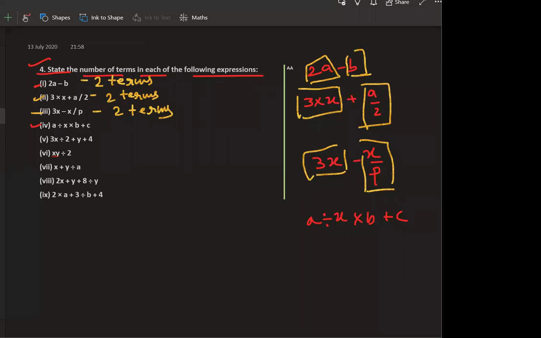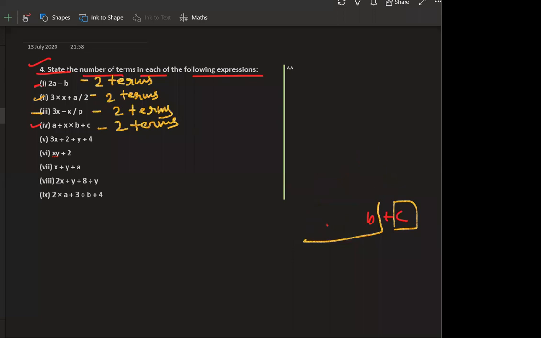Okay. So I have told you that we never differentiate terms by divide and multiply. So this whole thing is one term. And this is the second term. We will differentiate by plus minus. Okay. So it has 2 terms. Okay, students. Is it okay or not?